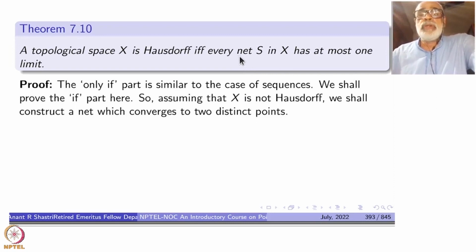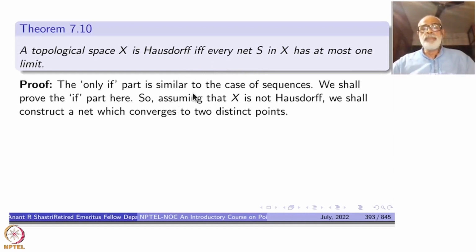We know that in a Hausdorff space, a sequence has this property. But if every sequence has this property, we also know that we cannot say that the space is Hausdorff. The same thing here, we are saying that if this happens for every net inside X, then X must be Hausdorff. The only if part is similar to the case of sequences, so I will leave it to you to figure it out as an exercise. Now I have come to the if part.